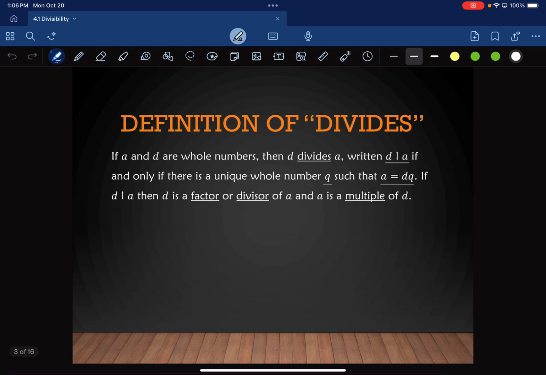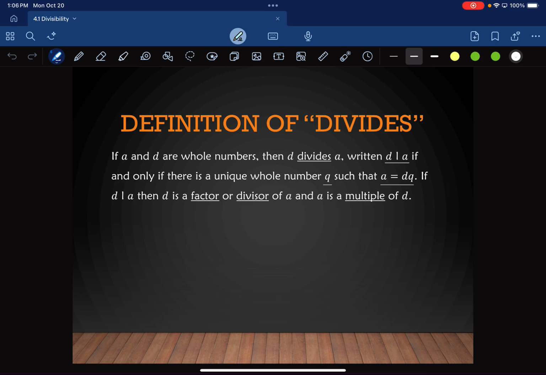Okay, so as the leading idea mentioned, this word divides has to do with this sort of idea of being even, and we're still working in the whole numbers, all right? So we're not talking about anything negative. We're not talking about any fractions and decimals. It's not like that.